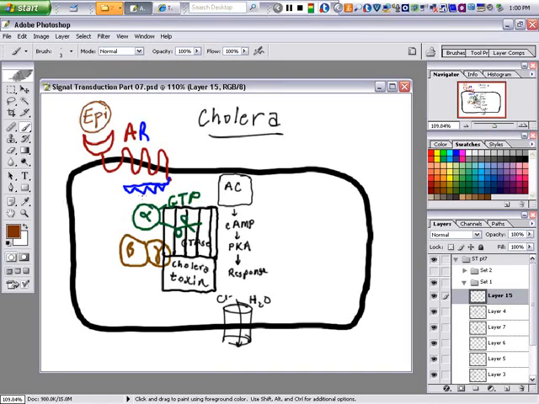So you're going to have an excessive activation of adenylate cyclase, excessive cyclic AMP, excessive protein kinase A activation, and then you're going to have a great loss of chloride ions followed by water, and so your large intestines are going to be filled with water, and that water is going to pass out of your body. That's going to cause extreme diarrhea initially, but end up with dehydration. Make sense? You have to be careful.